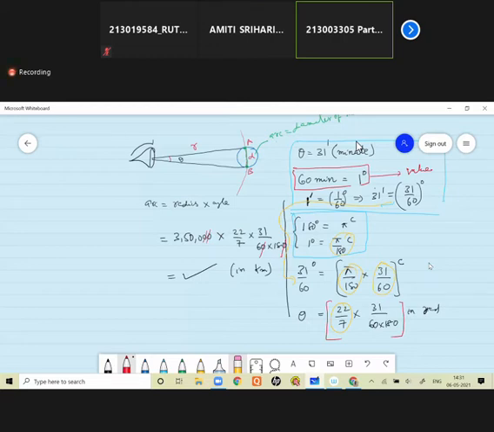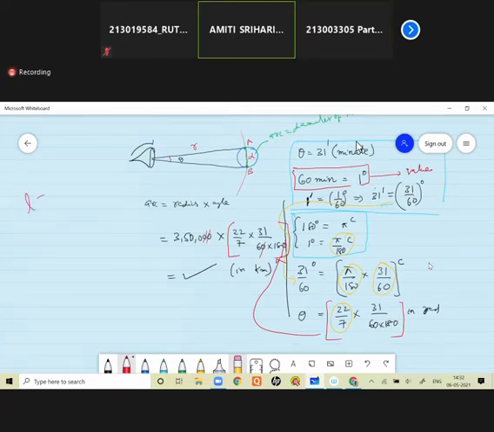Got it. But can we use theta in degrees? No. Always L is equal to r theta. Theta must be in radians. Okay, sir. Theta must be in radians.